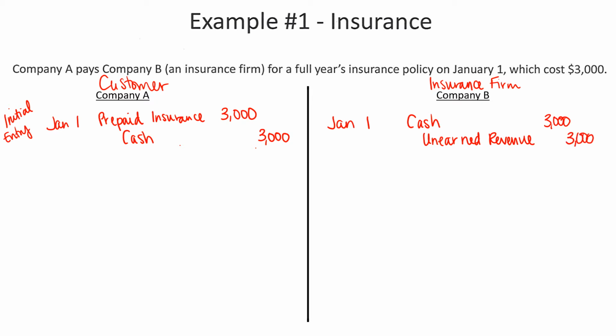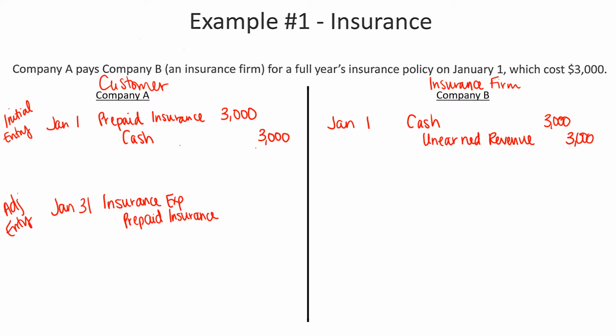So then on a monthly basis, when the adjusting entries are prepared at the end of the month, on the customer side, they will then recognize 1 month of insurance expense. So the adjusting entry on January 31st for the customer would be to debit insurance expense since they have now incurred the expense, and then credit prepaid insurance. The reason they have to credit prepaid insurance is to reduce the balance in that account.